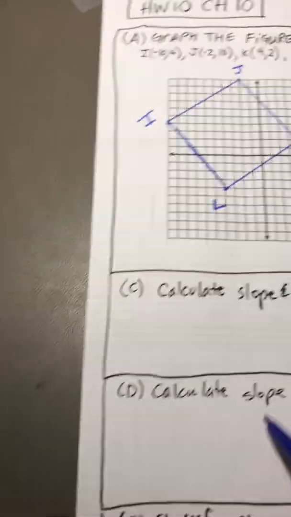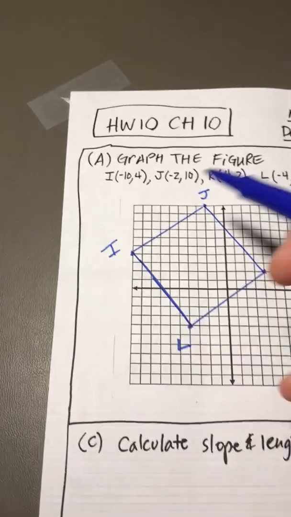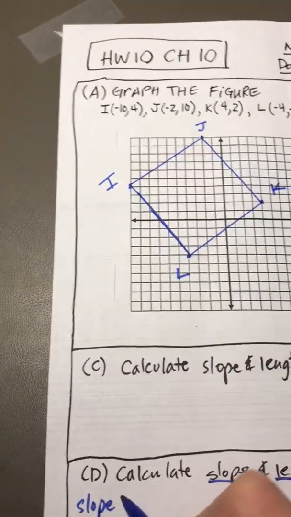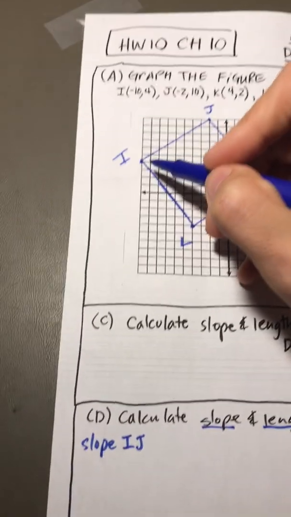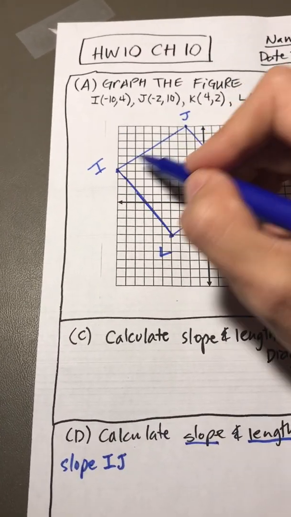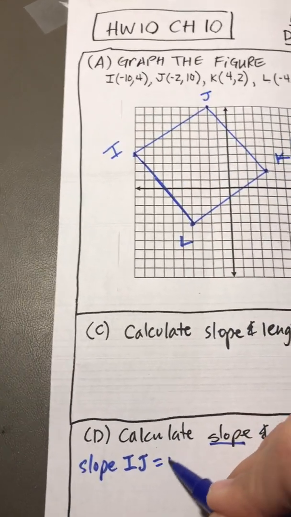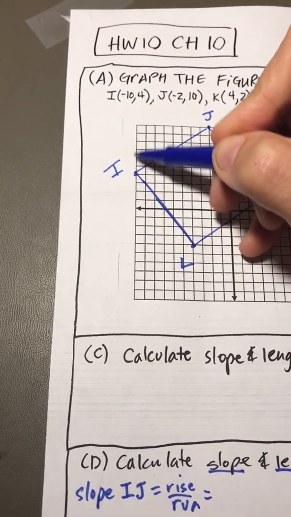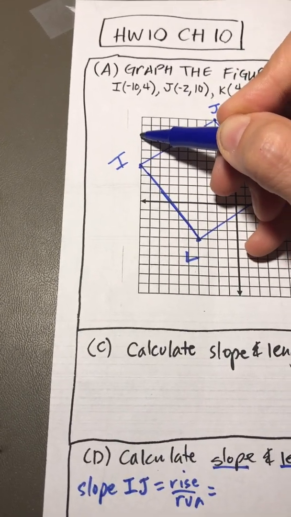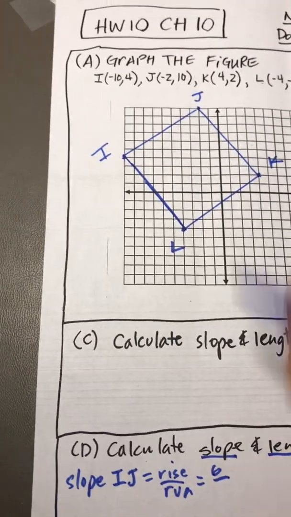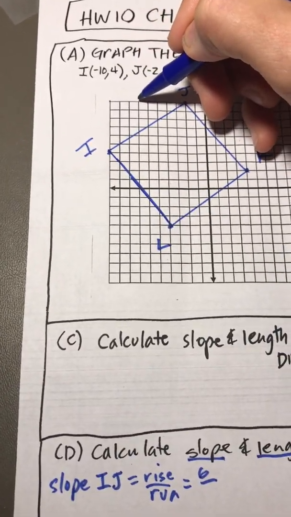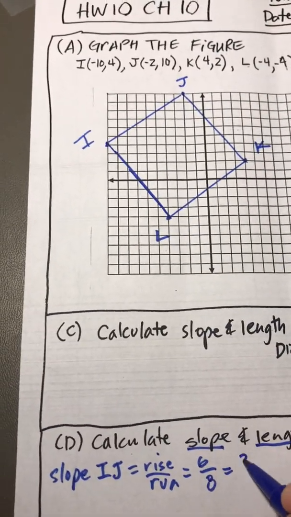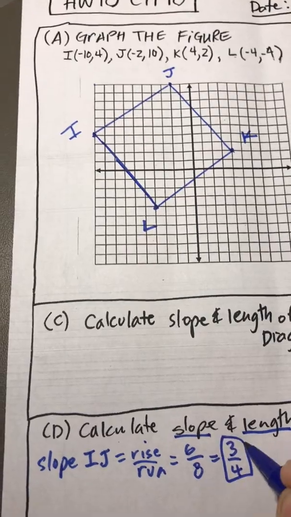the length of this side. Well, if I calculated the slope, which I could, it looks like IJ, so the slope of IJ, it looks like it's going uphill, right? Up as I go from I to J. So that's gonna be rise over run. Now I'm gonna count how much I rise. 1, 2, 3, 4, 5, 6. And I run 1, 2, 3, 4, 5, 6, 7, 8. Okay, so my slope then would be 3/4.